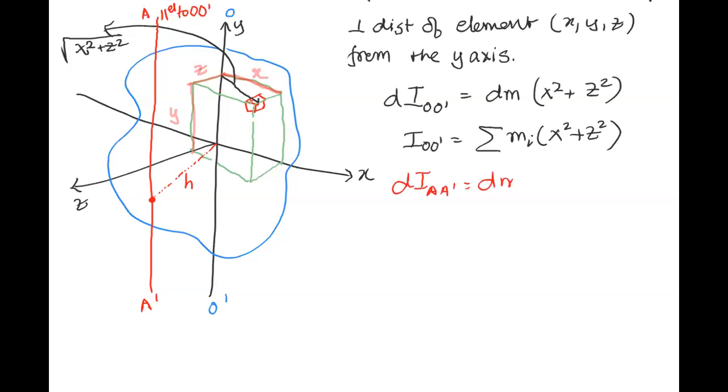It will be dm multiplied by the perpendicular distance whole square. What will be the perpendicular distance of this guy from this axis? What will be this distance? Given that the distance between the two parallel axes is h, what will be the perpendicular distance of the chosen element from the axis AA dash? I hope my diagram is clear.